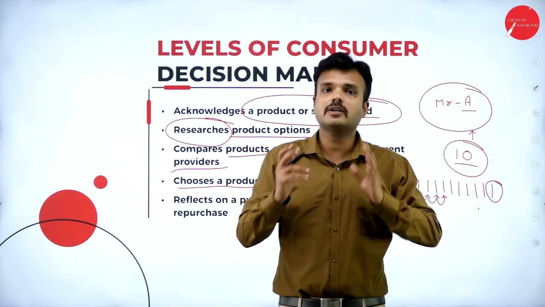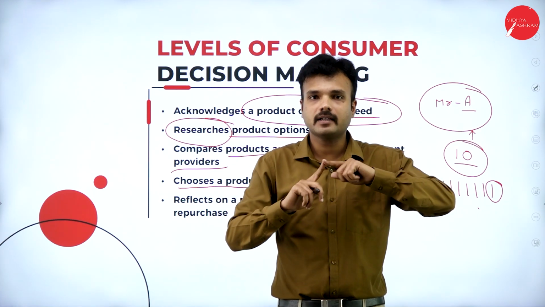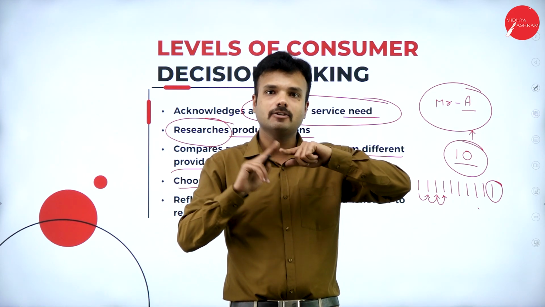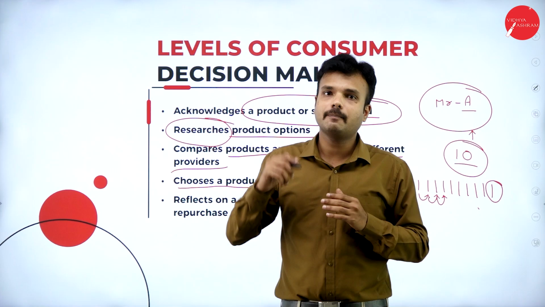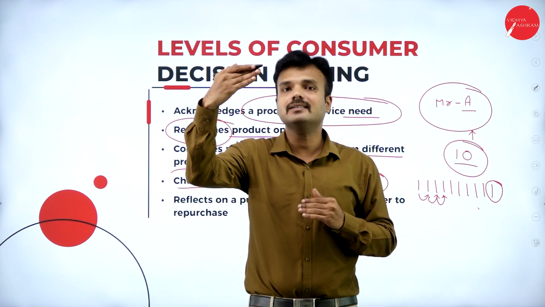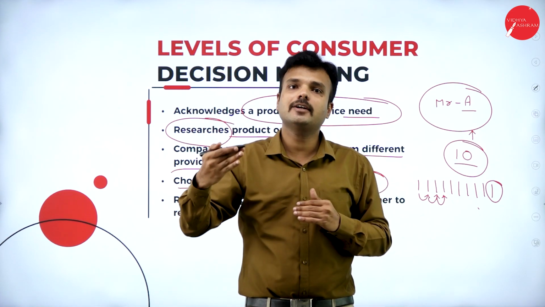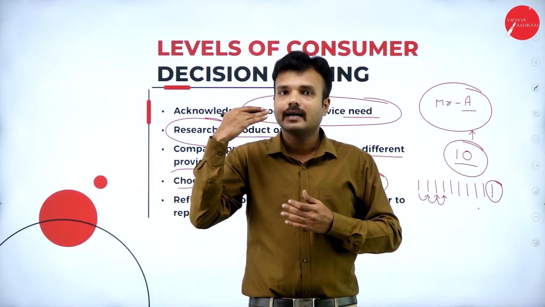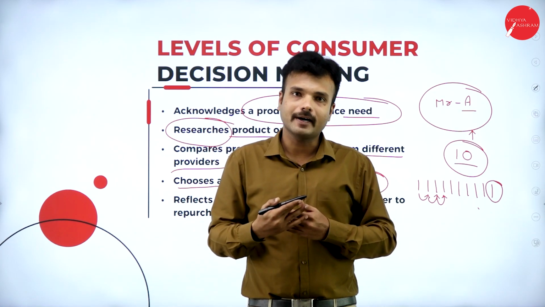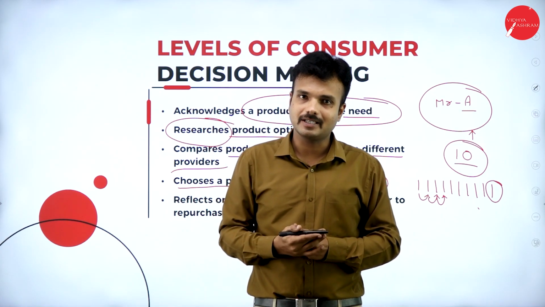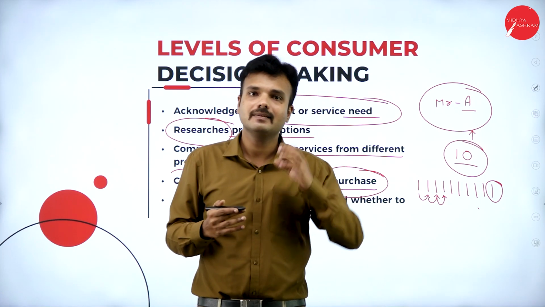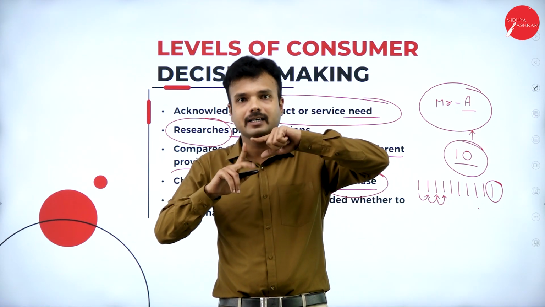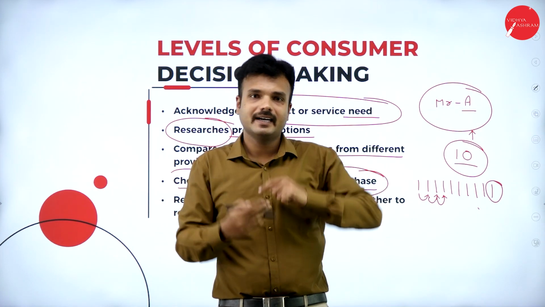It totally depends upon 2 factors. Factor number 1, the performance of the product. Factor number 2, the expectation of the individual. What happens if the performance of the product is more than the expectation? He is going to end up with satisfaction. If the expectation of the consumer is more than the performance of the product, he is going to end up with dissatisfaction. These are the 2 factors that affect the satisfaction of the consumer. Number 1, the performance of a product. Number 2, the expectation of a consumer.